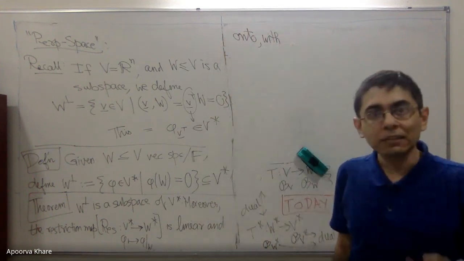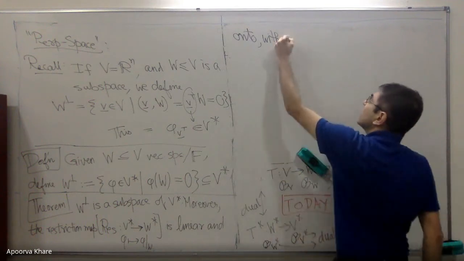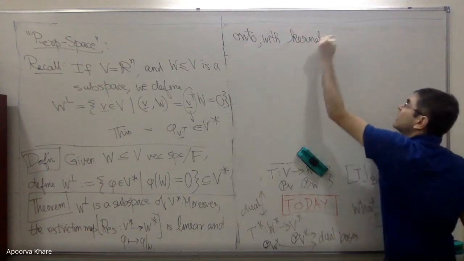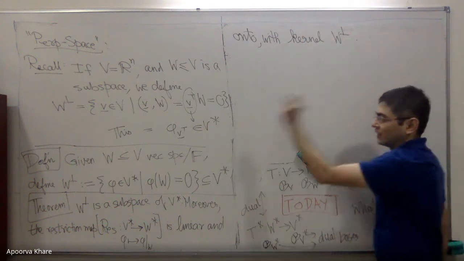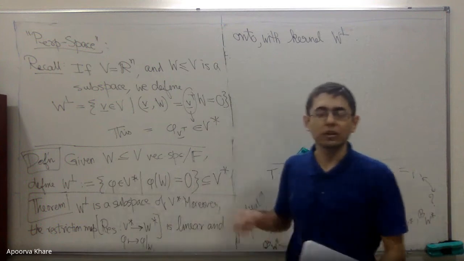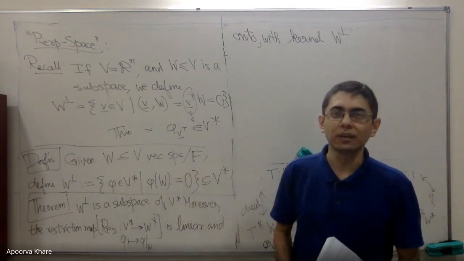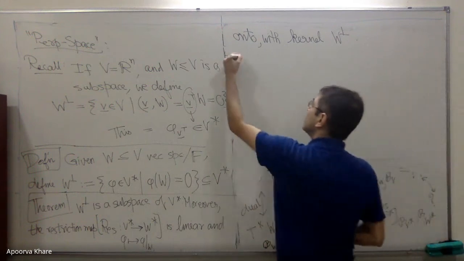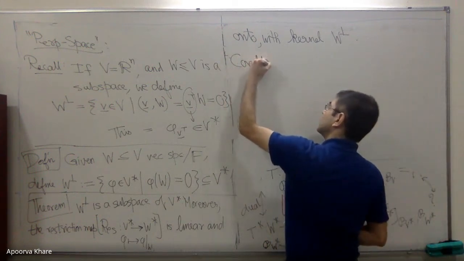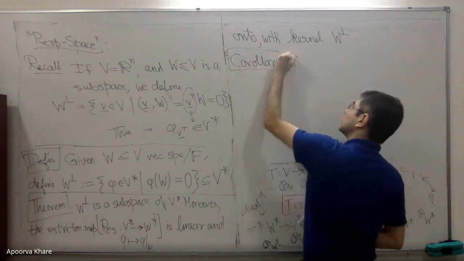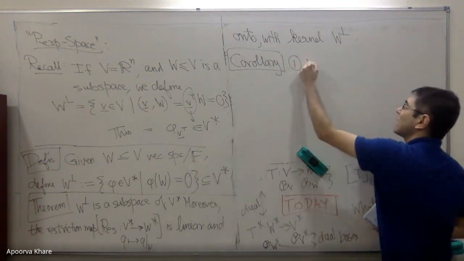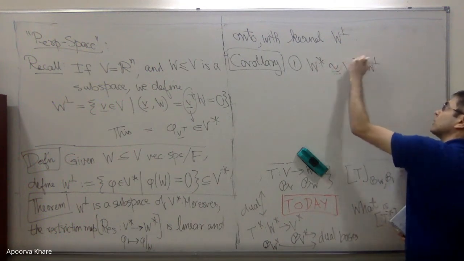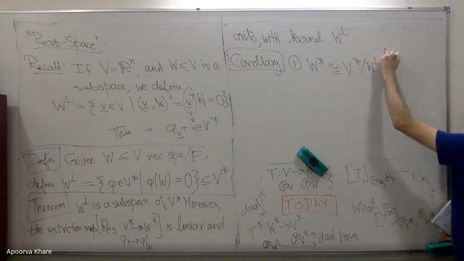And not only that, I can even tell you what the kernel is. The linear map has a kernel. The kernel is precisely the space of functionals in V star that map W to 0, namely W perp. So, in other words, I can tell you several corollaries. Corollary 1 is that W star is isomorphic to V star mod W perp. This is just by the first isomorphism theorem.